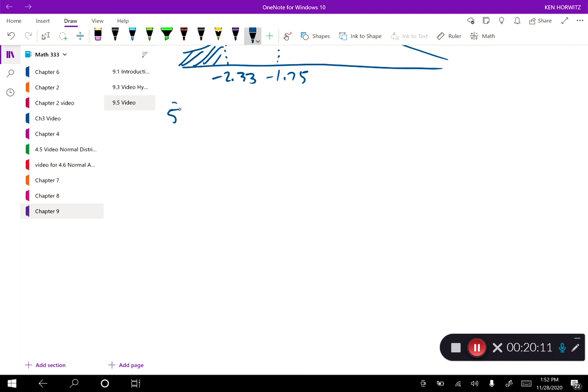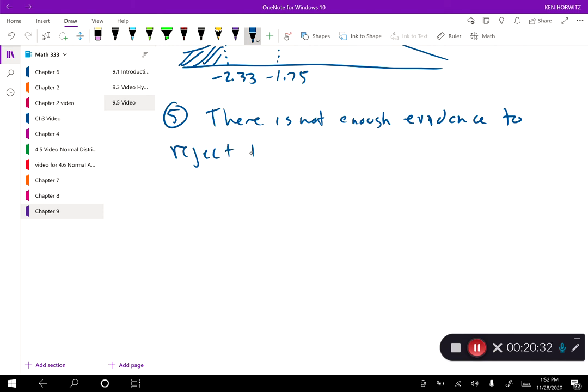All right, and now we're going to summarize our results, right? So number 5 is our summary. There is not enough evidence to reject the claim that at least 70% of the people oppose replacing $1 bills with $1 coins.